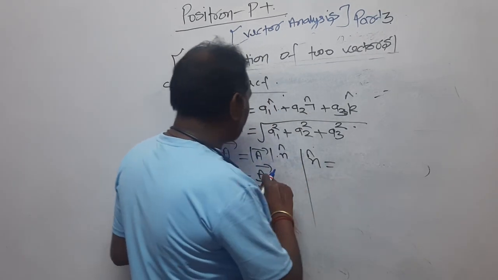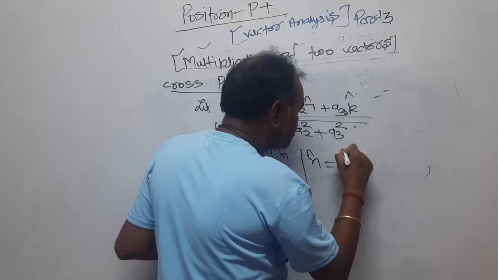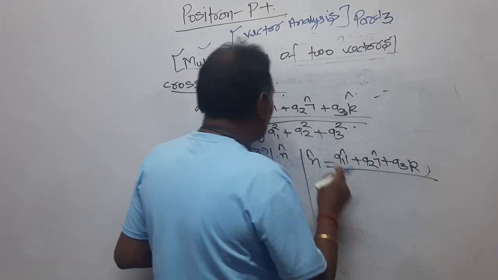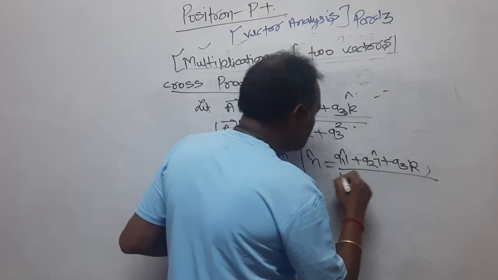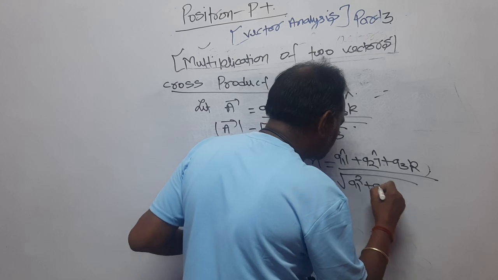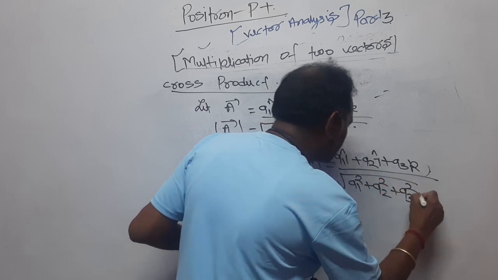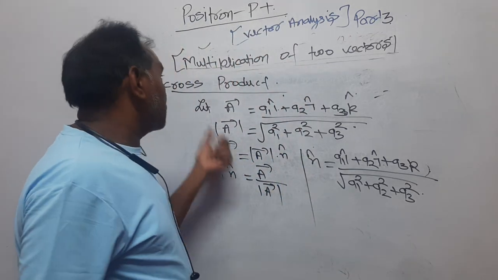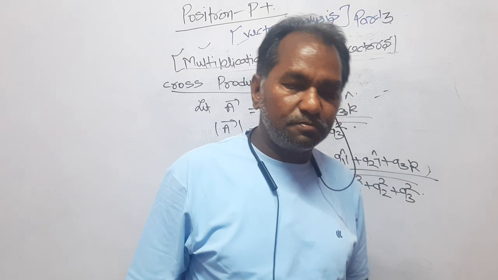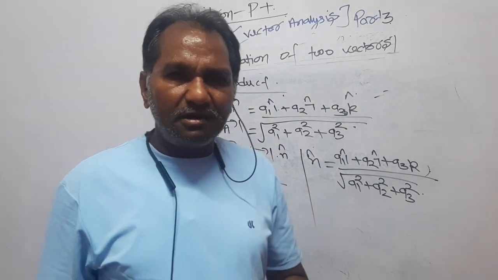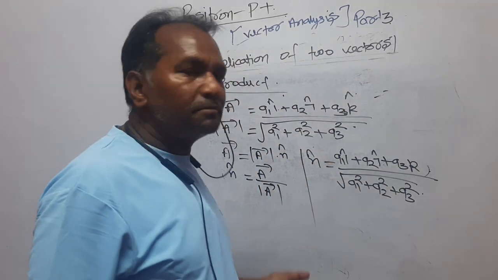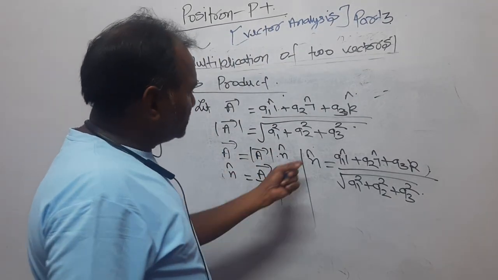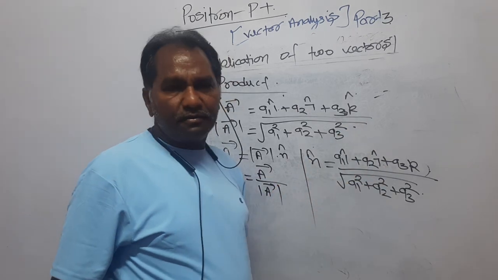That is, vector A is this much, A1 i cap plus A2 j cap plus A3 k cap, upon mod of vector A, which is this. In this way you find the unit vector of vector A. Dear students, actually I have to discuss with you all the cross product, but without going into this topic at length, at a glance, I am discussing just the basics of vector. Now, dear students, you find the n cap unit vector of vector A.